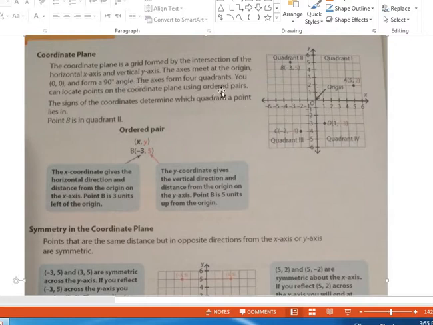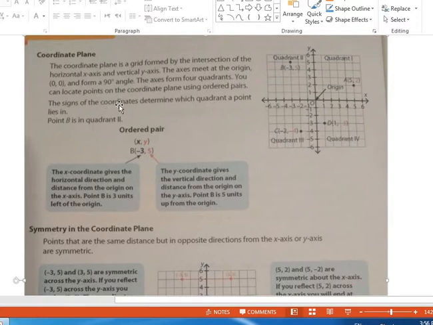The axes form four quadrants. What is the quadrant here? This is called quadrant A, and this is called quadrant B. We start from the right: A, B, C, and D. So I have here four quadrants, and they form a 90-degree angle. The axes form four quadrants.